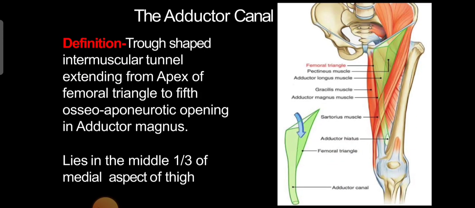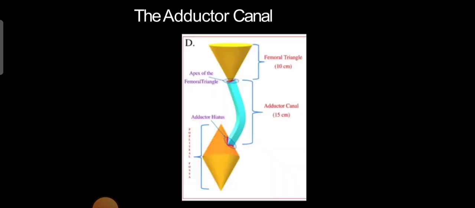It is a trough-shaped structure which is an intermuscular tunnel extending from the apex of femoral triangle to the fifth osteoaponeurotic opening in the adductor magnus. It is lying in the middle one-third of the medial aspect of the thigh.